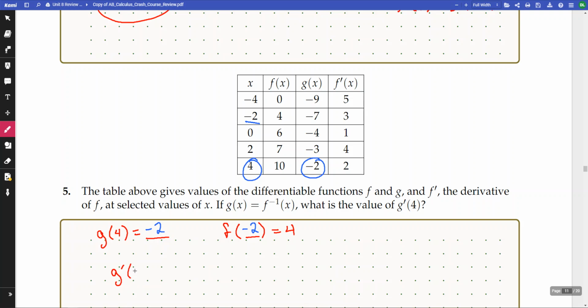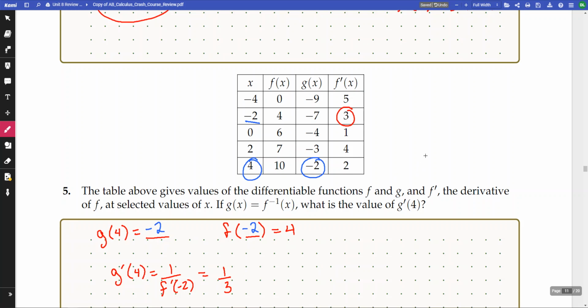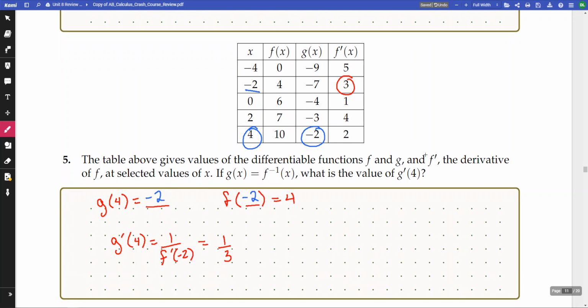That means for us that g prime of 4 is going to be 1 over f prime of -2. Well, what is f prime of -2? f prime of -2 is 3. So that's going to be 1/3. All right, so that's working with derivatives from a table.